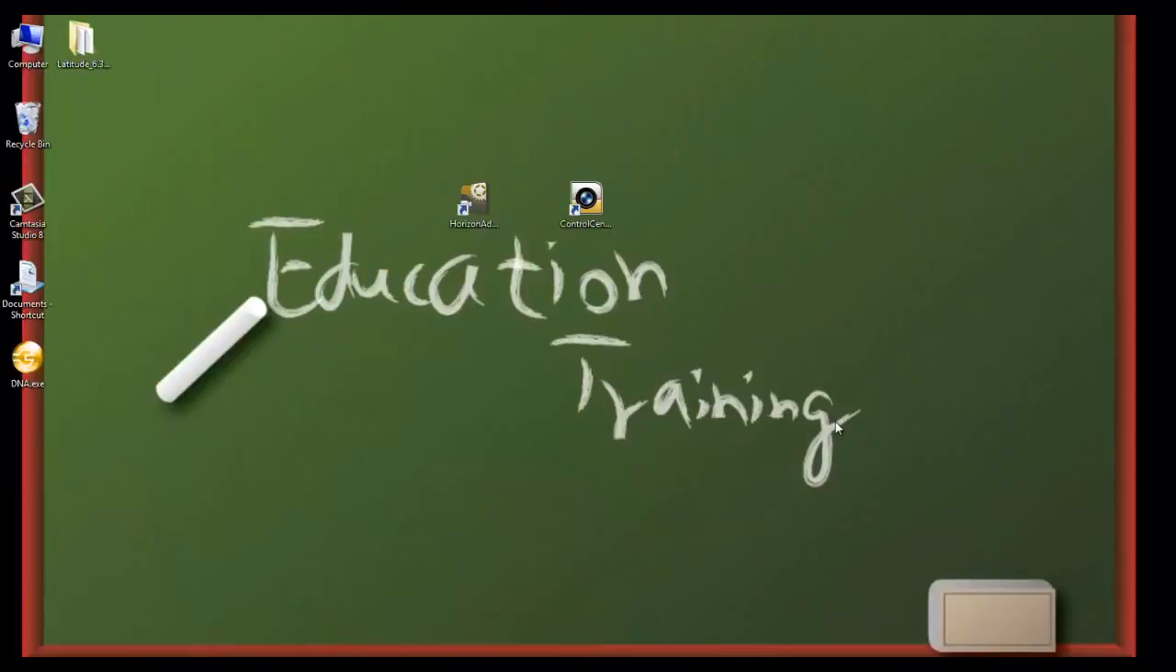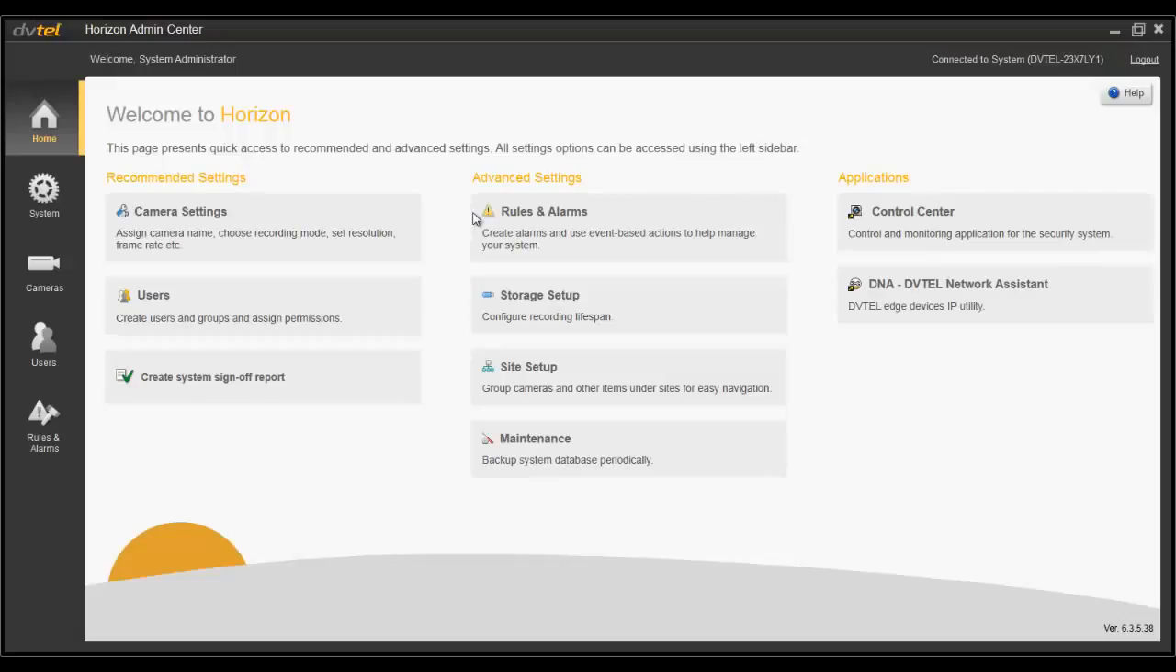Welcome. This video will go over the Alarms and Rules section in Horizon's Admin Center. To begin the configuration, we must first access Horizon's Admin Center client. From the home page, there are two different ways to access the Rules and Alarms page. Under the Advanced Setting column, you'll find a quick link which will direct us to the location, as well as on the left-hand sidebar, where it can also be accessed via the icon for Rules and Alarms.